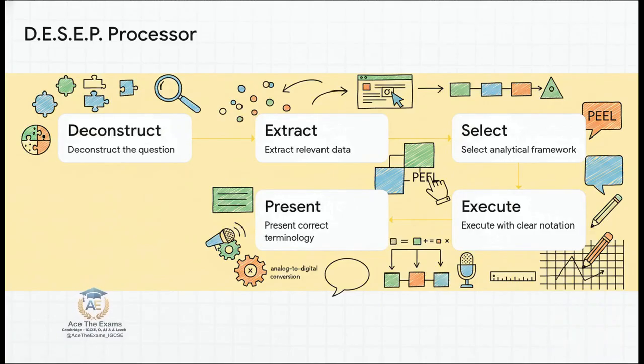Third, S, select the framework. This is where you apply the PEEL framework: point, evidence, explanation, link. It's the ultimate structure for your paragraphs. Fourth, E, execute notation. Write out your analysis with extremely clear step-by-step working. And finally, P, present terminology. Ensure you are using precise, high-level phrases like analog to digital conversion or coordinate matrix instead of basic words. If you run every single question through this DESEP processor, you will guarantee your method marks. Seriously, take 60 seconds in your next practice paper to actively map this out before you even start writing your answer. It completely changes the game.